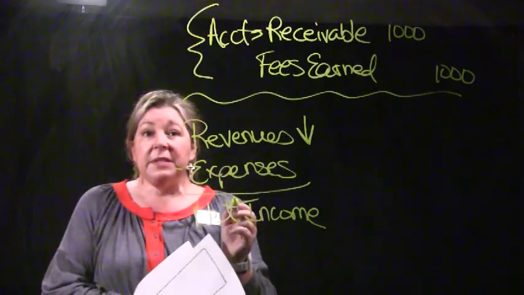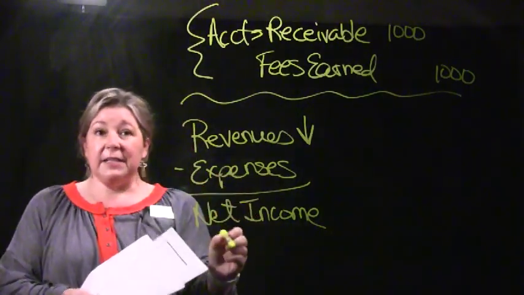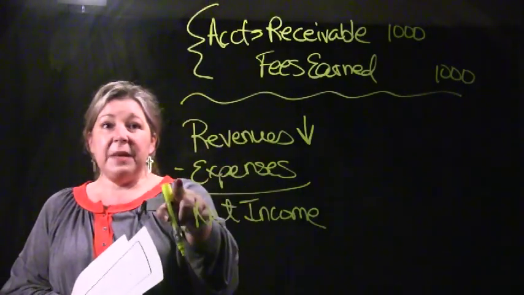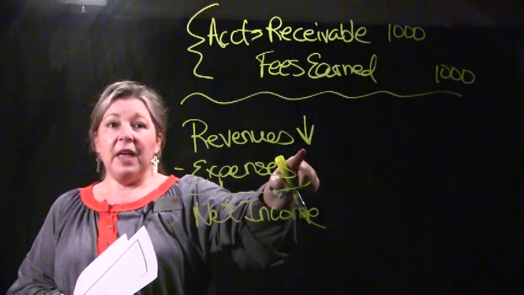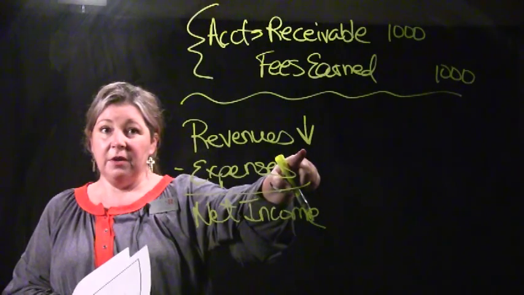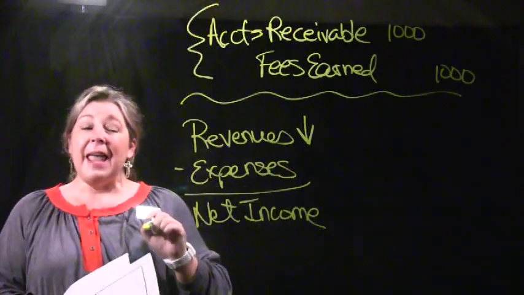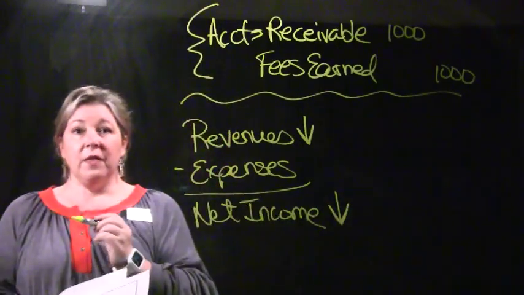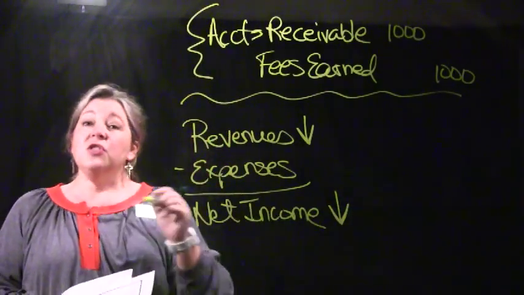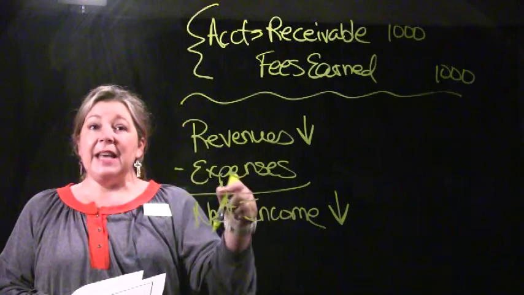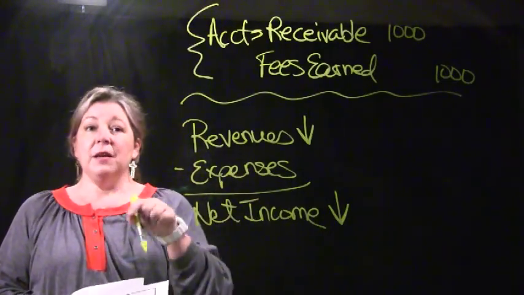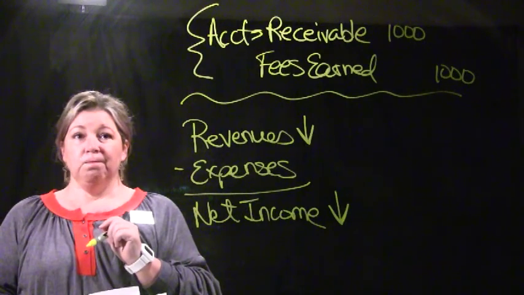Well, on our income statement, we say revenues minus expenses. So if I'm deducting expenses from a lower than I should have been number, then that means my answer is going to be lower than it should have been. So, by understating my revenues, I am understating my net income.